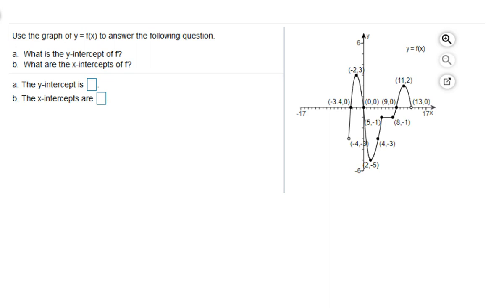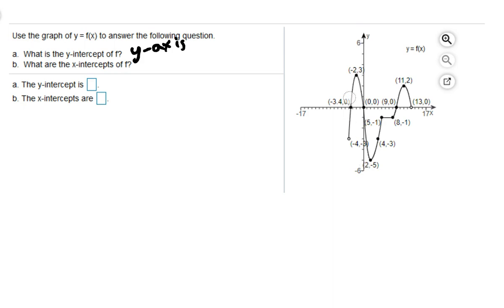The next example says, use the graph of y equals f of x to answer the following question. What is the y-intercept of f? What are the x-intercepts of f? So I want to make sure we know what a y-intercept is. A y-intercept is where the graph crosses the y-axis. So let's go look at this picture. Our y-axis is this vertical axis.